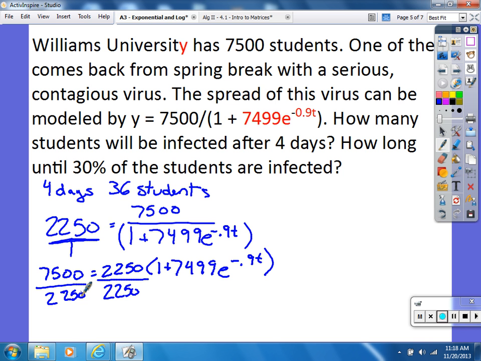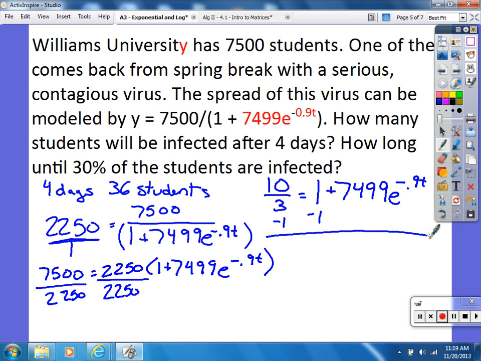Okay, 7,500 divided by 2250, what do you get? 10/3. I thought somebody said 3/3 there. So 10 divided by 3 equals 1 plus 7,499 e to the negative 0.9t. What's next? Not yet. I can change it to ln once e is by itself. Subtract 1. So 7 over 3 equals 7,499 e to the negative 0.9t.